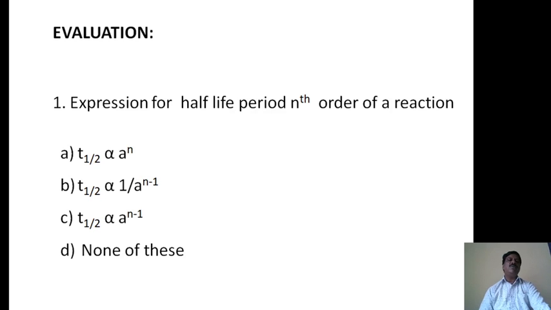The first question is on the expression for the half life period of an nth order reaction. The options are: A, T half is directly proportional to a to the power of n. B, T half is directly proportional to 1 divided by a to the power of n minus 1. C, T half is directly proportional to a to the power of n minus 1. And D is none of these. I will give you 10 seconds to choose the correct answer.